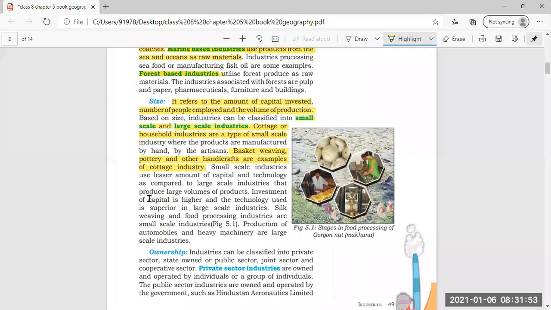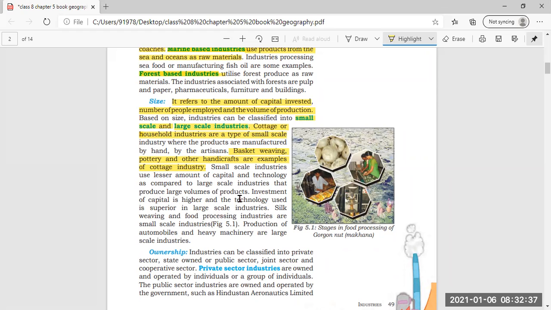Now, small scale industries use a lesser amount of capital and technology as compared to the large scale industry. Means new technology they don't use, or if at all, they use it in less quantity. Plus the amount of capital invested in these small scale industries is very less, and the production is also very less as compared to the large scale industry. The investment of capital is higher and technology used is superior in the large scale industry. Now this is the clear cut differentiation between the small and large scale industries.